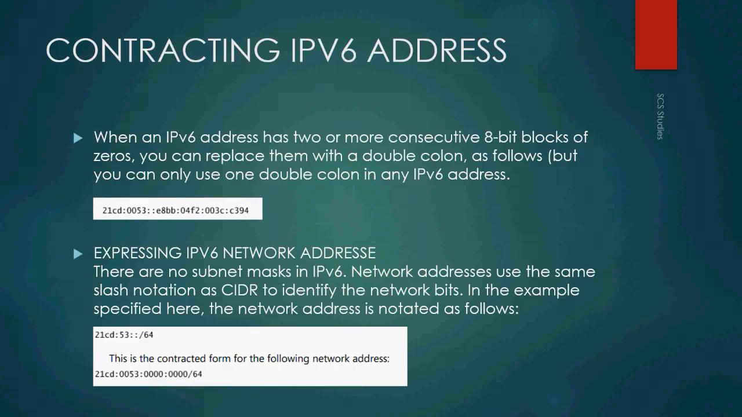In this example, the network address is noted as follows. On the top you can see 21CD:53::/64. This is the shortened form of the following network address: 21CD:0053:0000:0000/64 is the actual address. In short, you can write it as 21CD:53::/64.